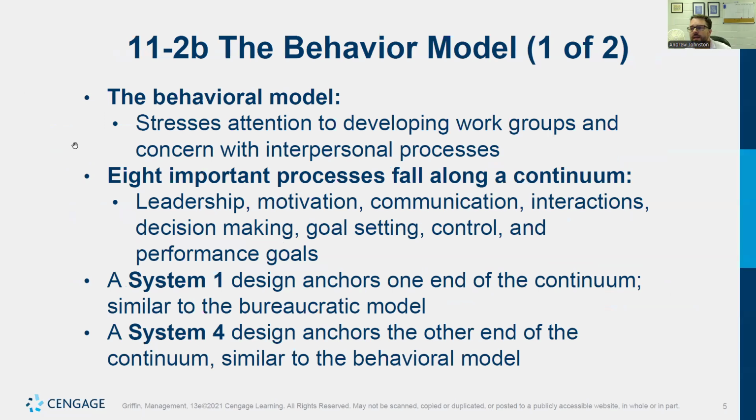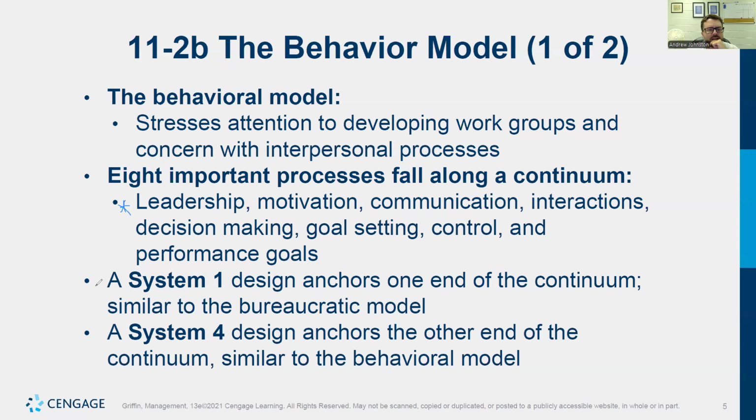On the other side, and partly as a reaction to the bureaucratic model, came the behavioral model and the behaviorist organizational theorists. And they much more stressed organizations as groups of people and the way that interpersonal processes were conducted. They identified 8 such processes that are listed here. I won't read them off one by one.